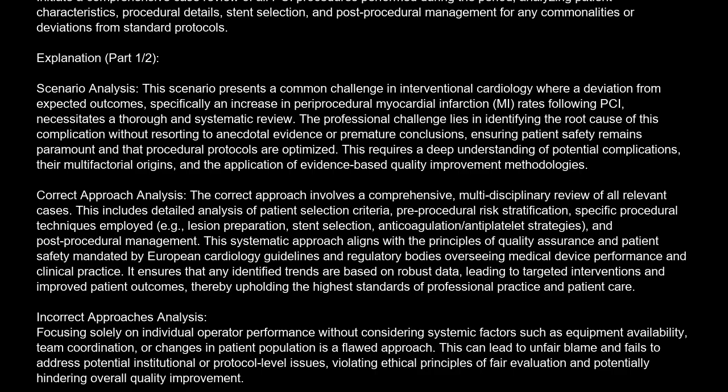Incorrect approaches analysis. Focusing solely on individual operator performance without considering systemic factors such as equipment availability, team coordination, or changes in patient population, is a flawed approach. This can lead to unfair blame and fails to address potential institutional or protocol-level issues, violating ethical principles of fair evaluation and potentially hindering overall quality improvement.